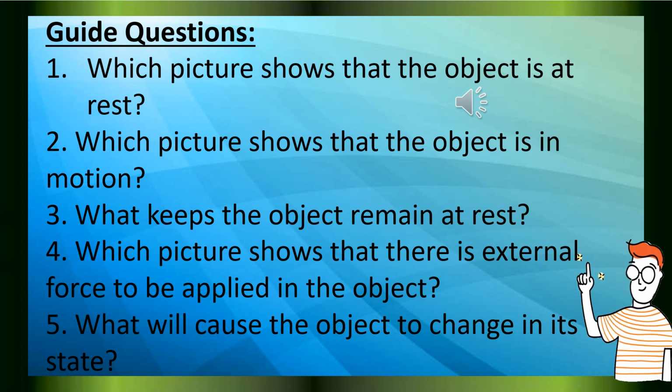4. Which picture shows that there is an external force applied to the object? The answer is picture B. 5. What will cause the object to change its state? The answer is an outside or external force.